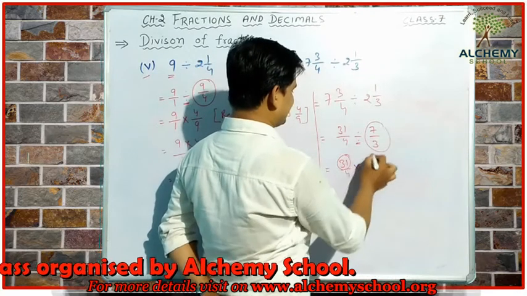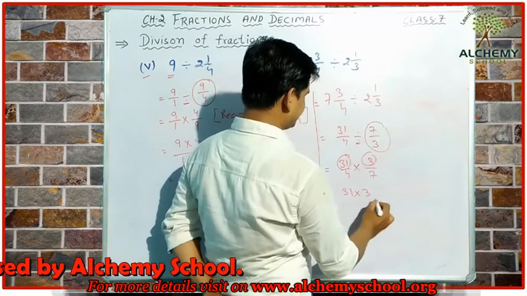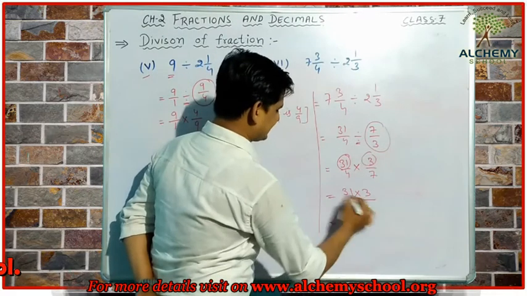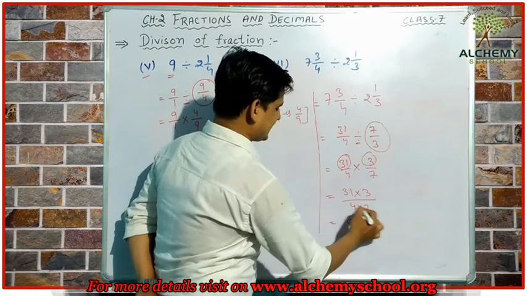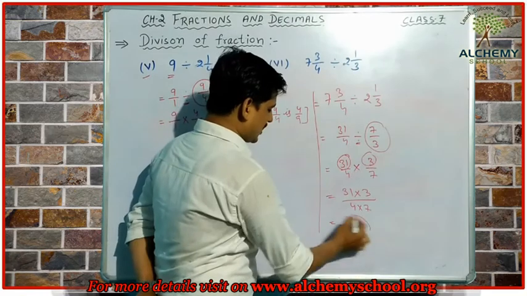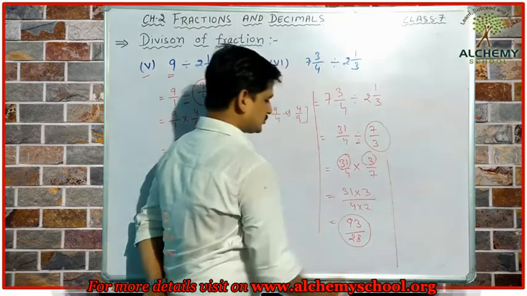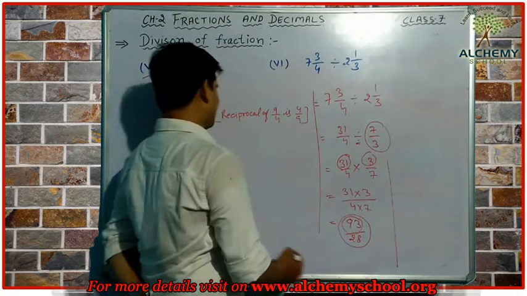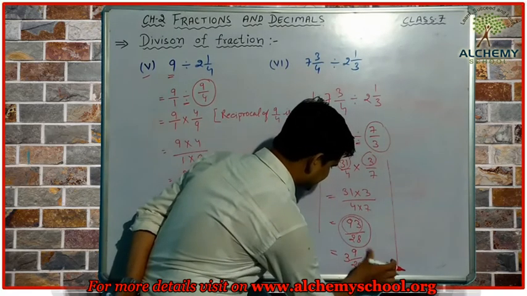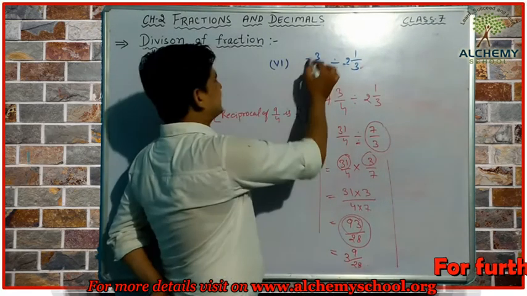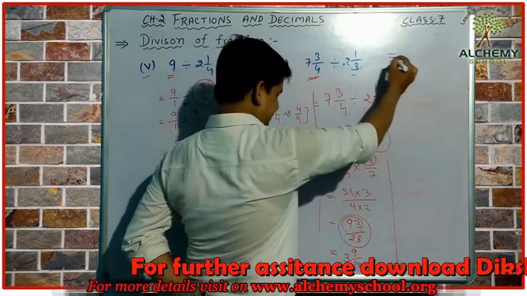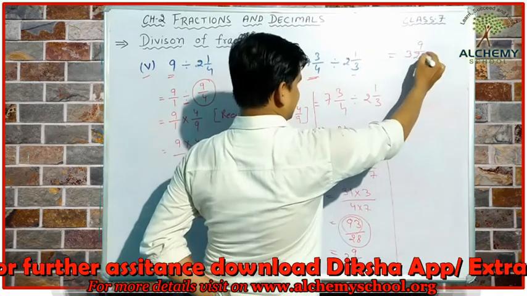So when we multiply 31 and 3, 3 1s are 3 and 3 3s are 9, so we get 93. When we multiply 7 and 4, we get 7 4s are 28. We can convert this into mixed form. So we have to divide 93 by 28. We will get 3 and 9 upon 28 as a result. Okay. So students, when we divide 7 and 3 upon 4 by 2 and 1 upon 3, we get the result 3 and 9 upon 28.